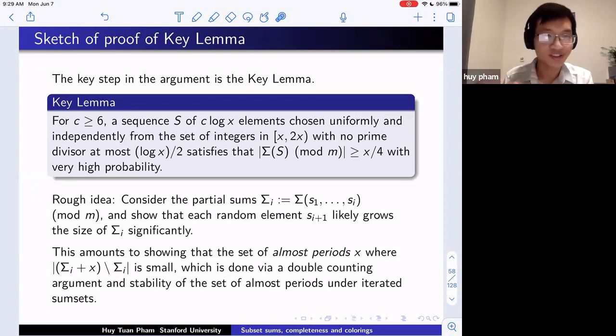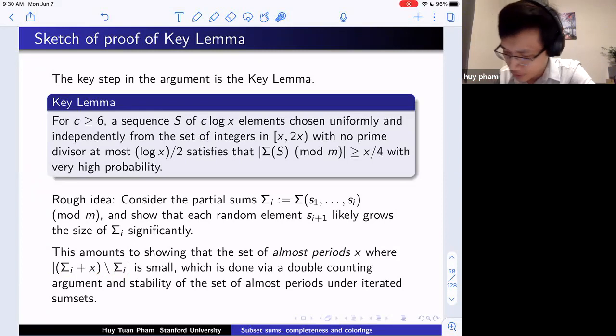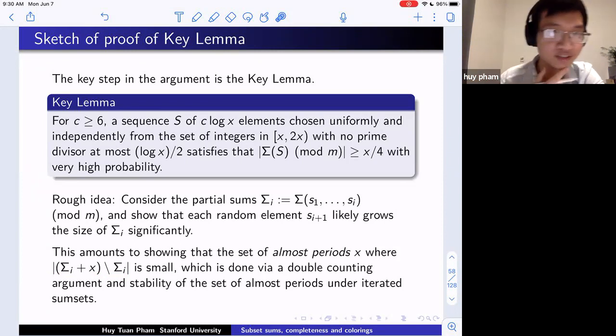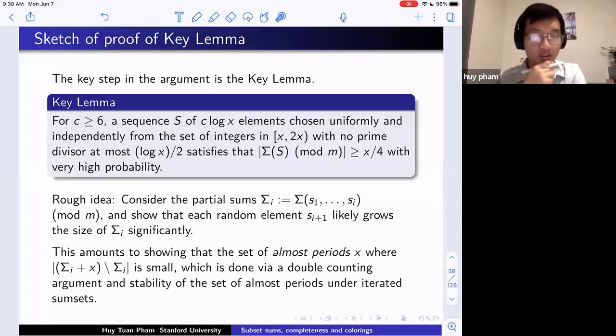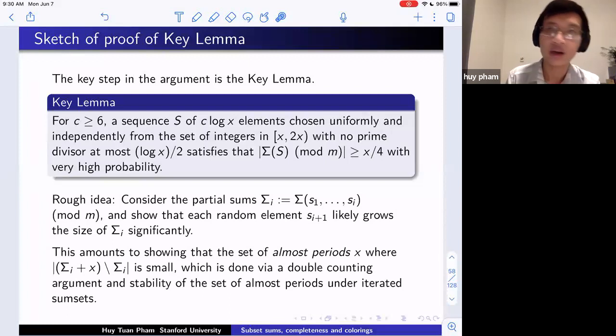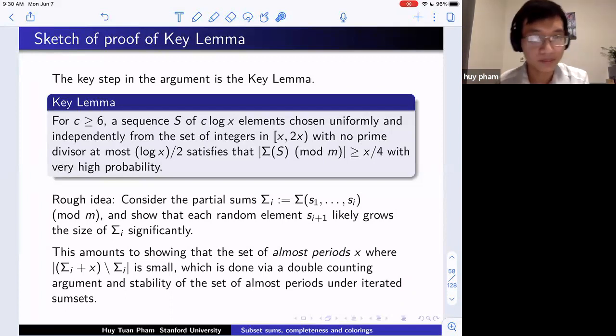If the set of almost periods is small, then with high probability the random element S_{i+1} will not be one of those. And to show that the set of almost periods is small, we use some double counting argument, and we use the stability of the set of almost periods under iterated sumsets. So essentially, we have been able to reduce the original question on subset sums of distinct elements to analyzing the set of almost periods, where the operations involved are iterated sumsets and operations that are more amenable to classical tools in additive combinatorics.